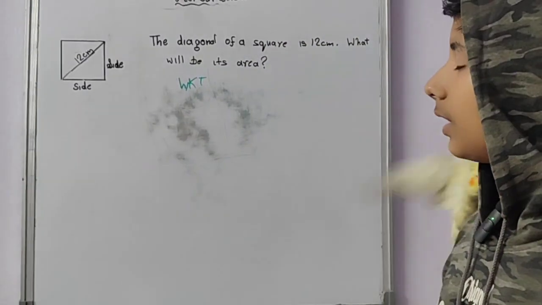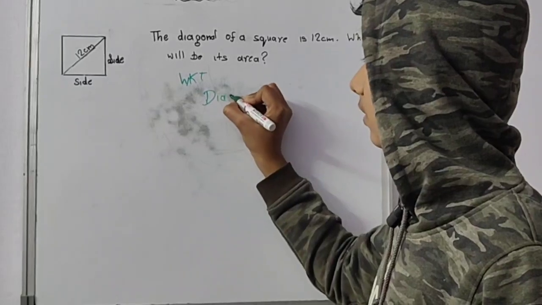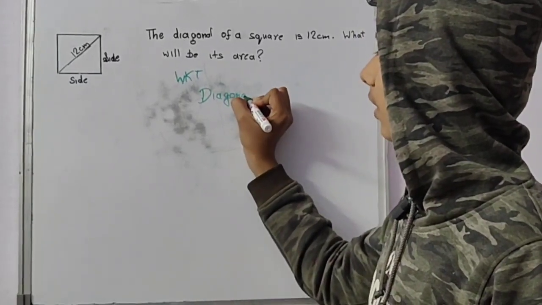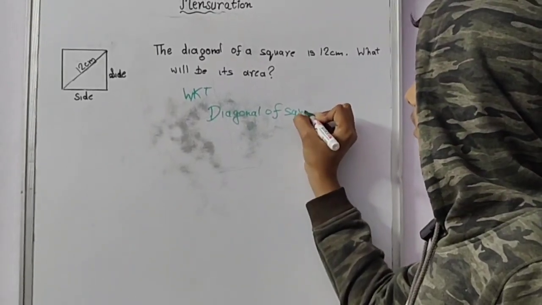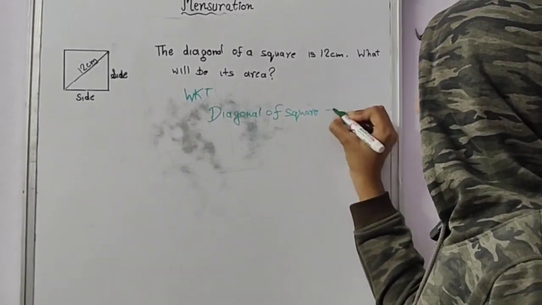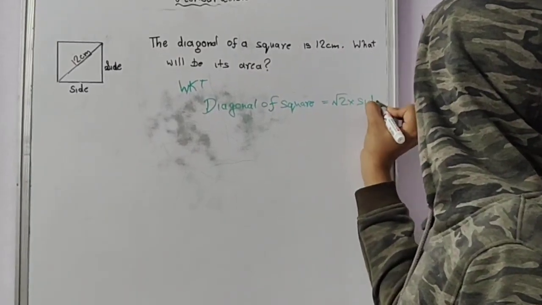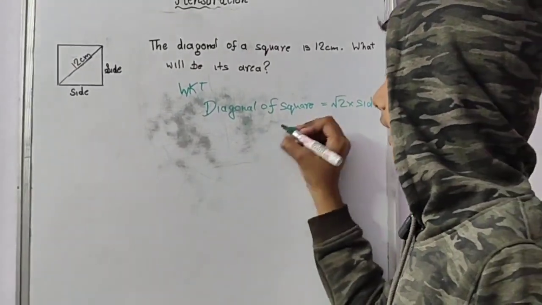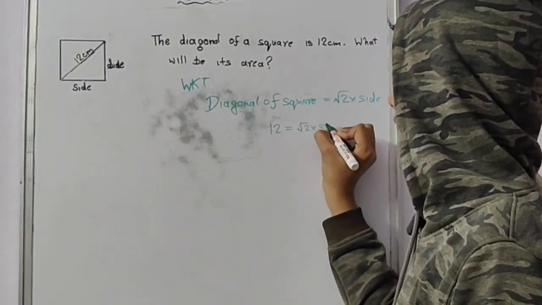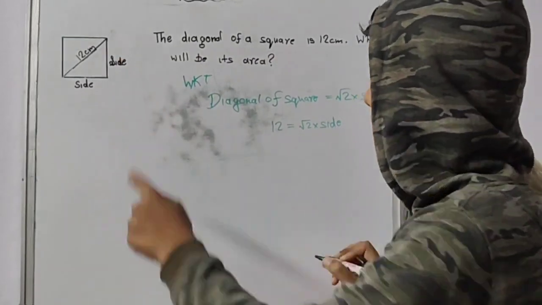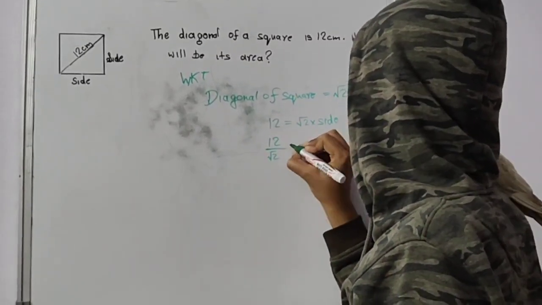We know that the diagonal of a square is root 2 into side. Side is not given, diagonal is given. 12 equal to root 2 into side. This is given as 12 centimeter. 12 by root 2 equals side.